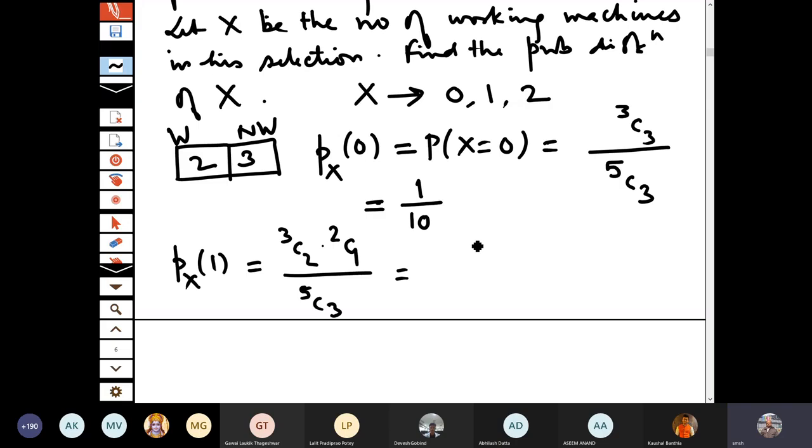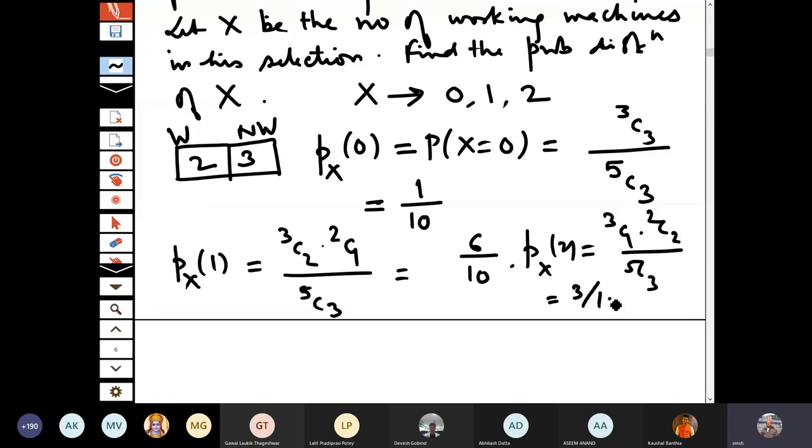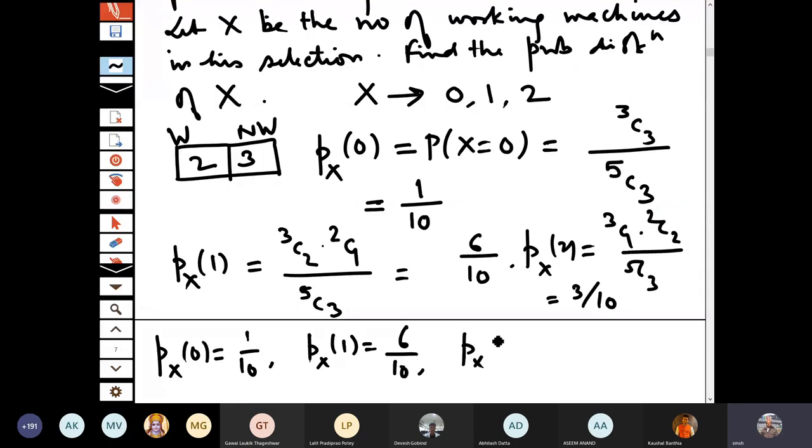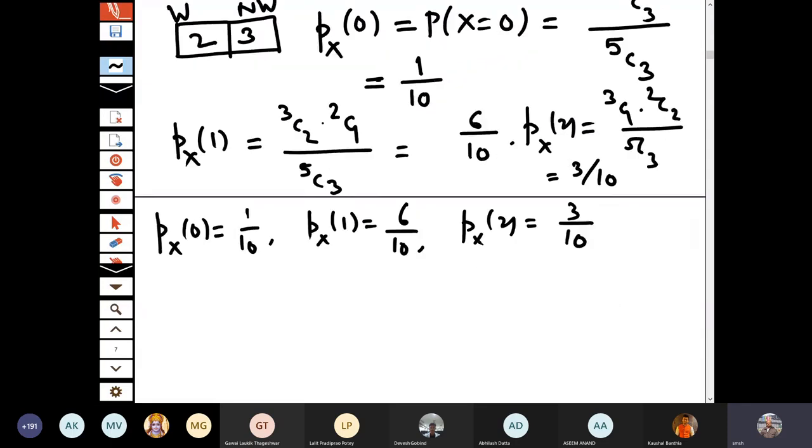So that is becoming 6 by 10. And what is Px2? That means 3C1, 2C2 divided by 5C3. That is equal to 3 by 10. So if I write here the distribution, it is Px0 is 1 by 10, Px1 is 6 by 10, Px2 is 3 by 10. So this is the probability distribution of this random variable here.